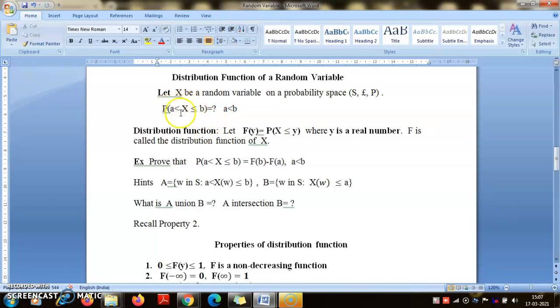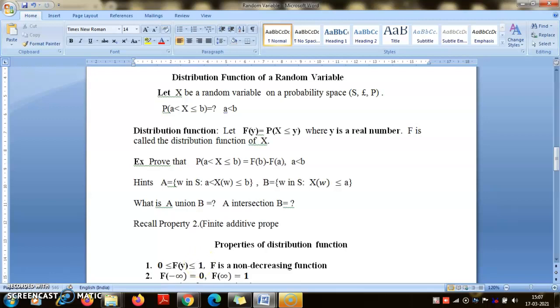Now in order to compute these probabilities, it is enough to define and compute F(y), where F(y) denotes the probability that X is less than or equal to y. This is called the distribution function of X, and it is a matter of just using the finite additive property of probability. I have left it as an exercise for you to verify that the probability that X is between a and b is equal to F(b) minus F(a). The hint is to recall property 2, the finite additive property.